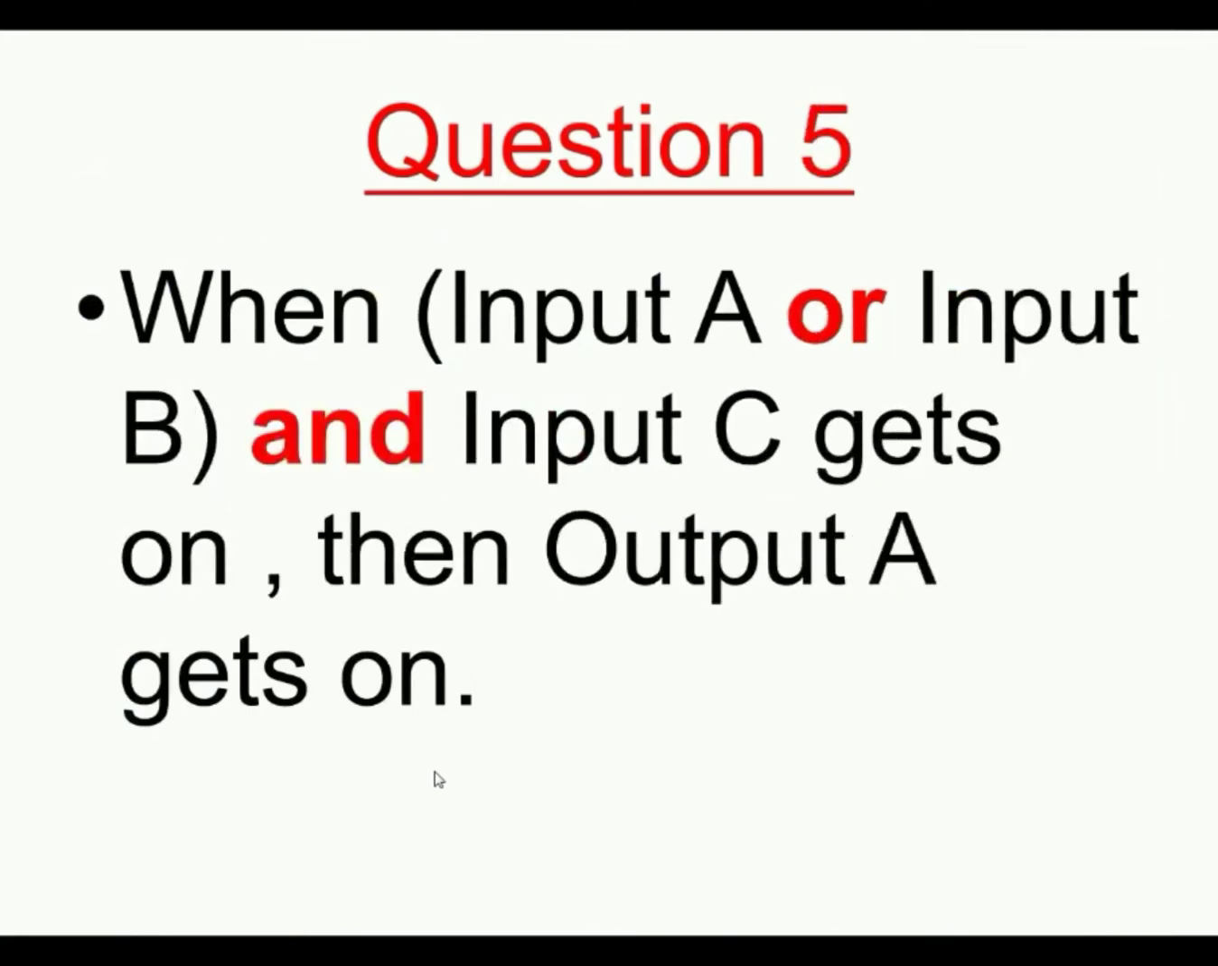Question number 5. When input A or input B, when input A or input B are in bracket, it means A or B both are in parallel, and input C gets on, either A or B and input C gets on, then output A gets on.